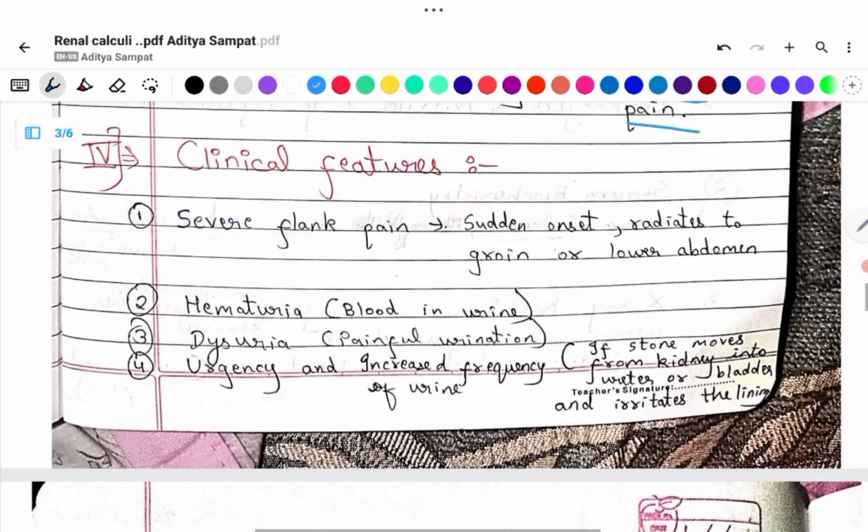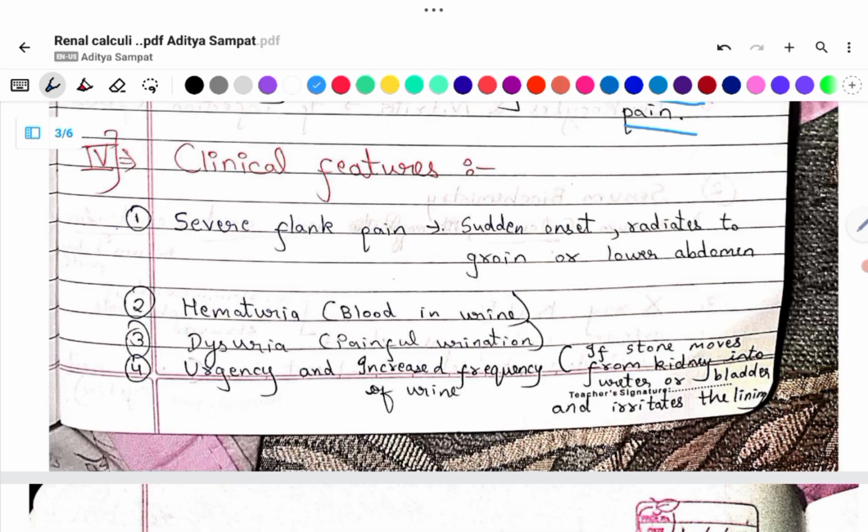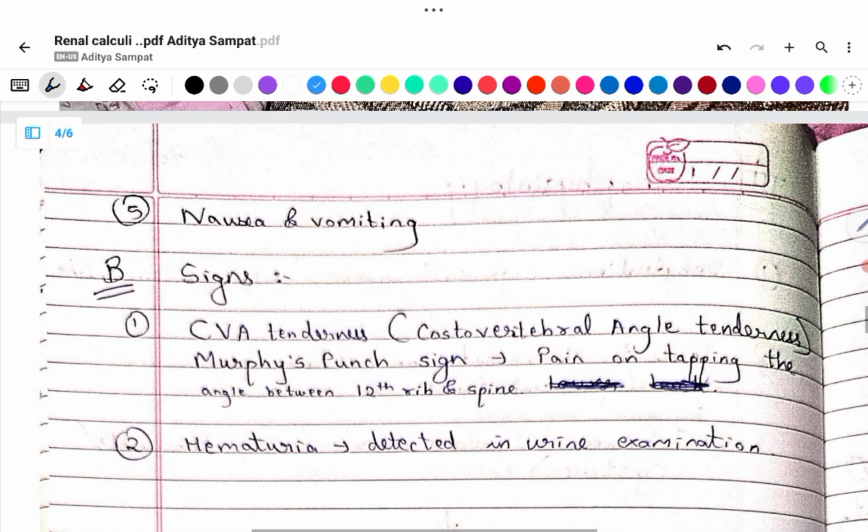Now we move on to the clinical features. First, severe flank pain, sudden onset, radiates to groin or lower abdomen. Second, hematuria, blood in urine. Third, dysuria, which is painful urination. Fourth, urgency and increased frequency of urine if the stone moves from kidney into ureter or bladder and irritates the lining. Fifth is very common, nausea and vomiting.